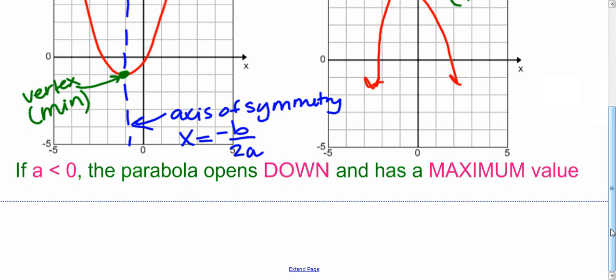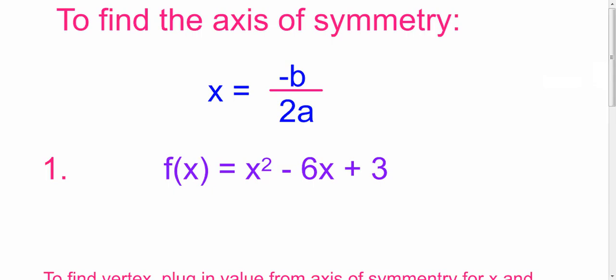So we're going to go ahead and do a problem and talk about some different ways that we can do this. So I'm first of all giving you a function that's f of x equals x squared minus 6x plus 3, and we will find some different things about it. First of all, we're going to worry about finding our axis of symmetry, okay? So our axis of symmetry we get by using this little formula right here.